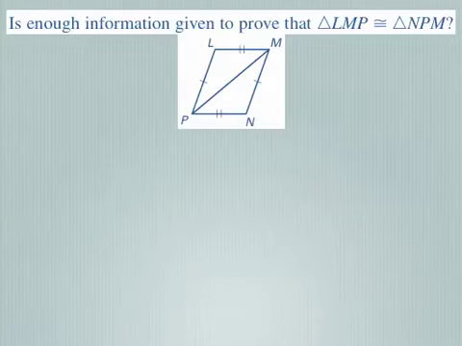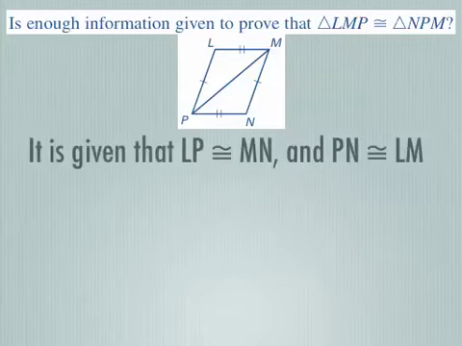This example asks if there is enough information given to prove that triangle LMP is congruent to triangle NPM. Notice that they tell us that LP is congruent to MN, and they tell us that PN is congruent to LM. The third side of both of those triangles, they're sharing the side PM. If you think way back at the beginning of this year, we talked about a reflexive property of segment congruence, which basically says that any segment is congruent to itself.